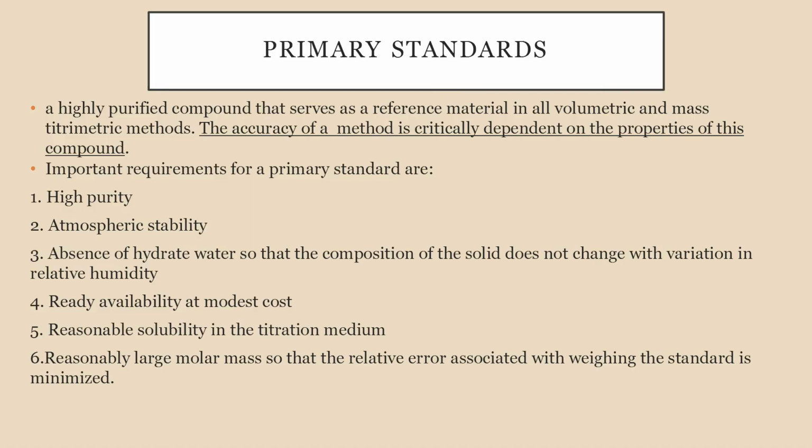Okay, so next we have primary standards. Primary standards are highly purified compounds that serve as a reference material in all volumetric and mass stoichiometric methods. So the accuracy of a method is critically dependent on the properties of this compound. So kailangan it has high purity, atmospheric stability, absence of hydrate water so that the composition of the solid does not change with variation in relative humidity.